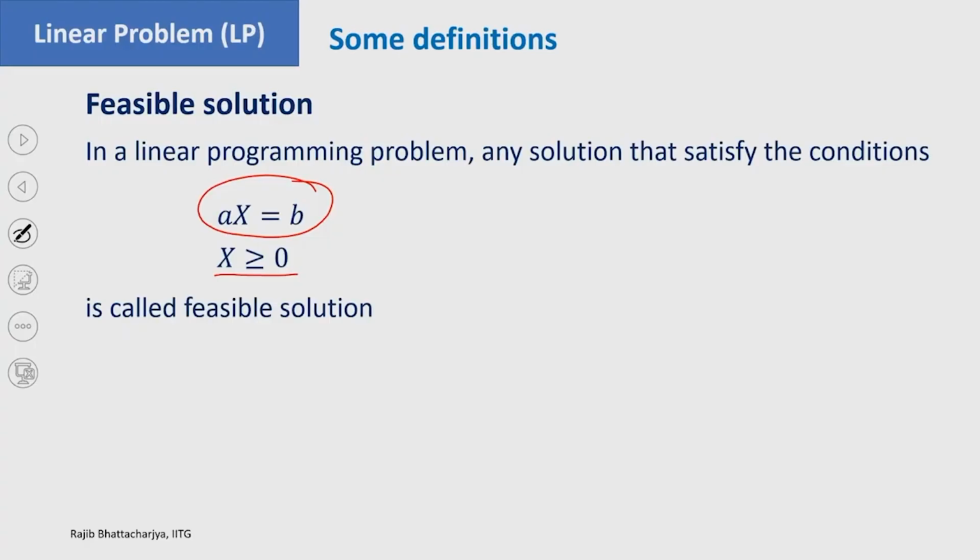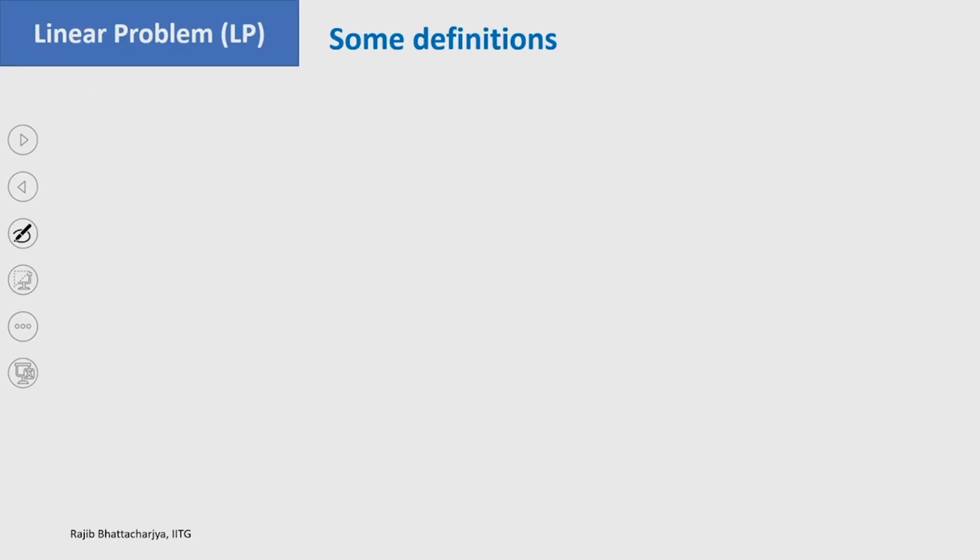So, what is a feasible solution? In a linear programming problem, any solution that satisfies the constraints and non-negativity, this is also a constraint, is called a feasible solution. So, if a particular solution satisfies the constraints including the non-negativity constraint, then that solution is a feasible solution.